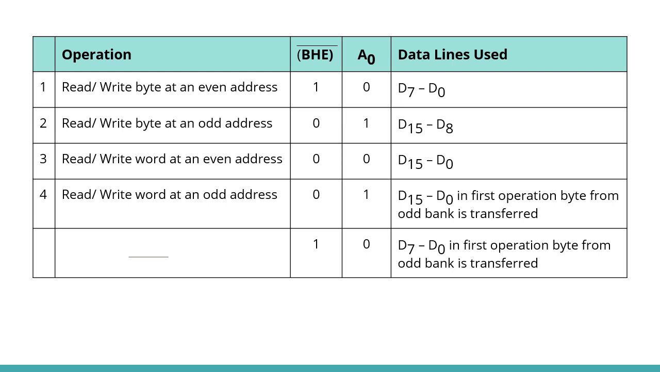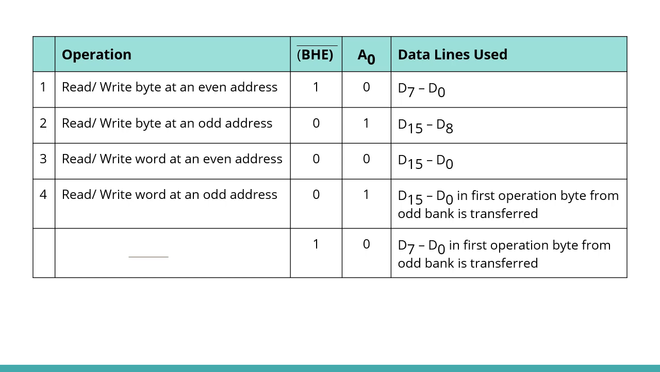The next operation is to read and write a word at an odd address. So here a word needs to be written at an odd address. That means the LSB should be written at the odd address memory bank and the MSB has to be written in the even address memory bank. For this purpose, we require two bus cycles. In the first bus cycle, the odd address memory bank has to be selected. So for this purpose, the BHE bar signal should be 0 and the A0 signal should be 1. The data lines that are used are D15 to D8.